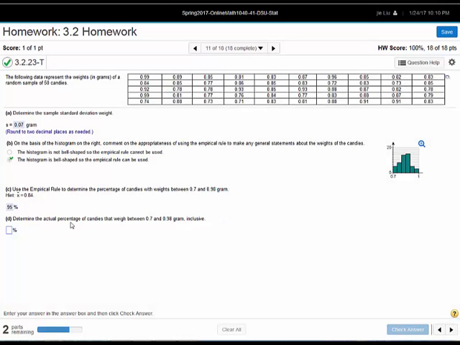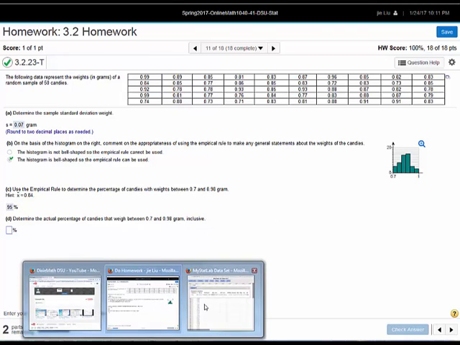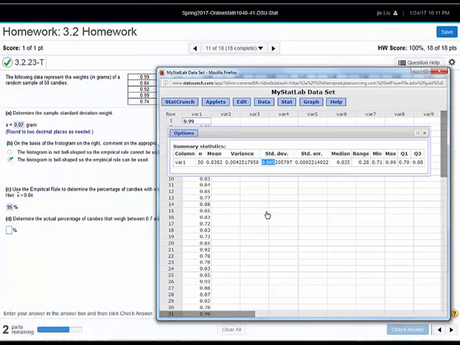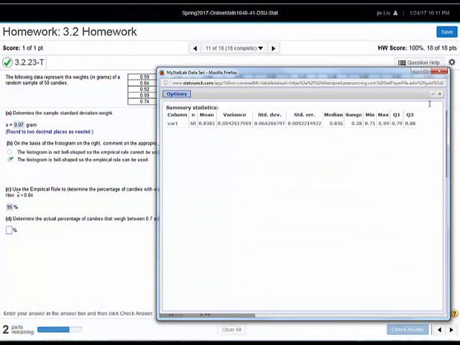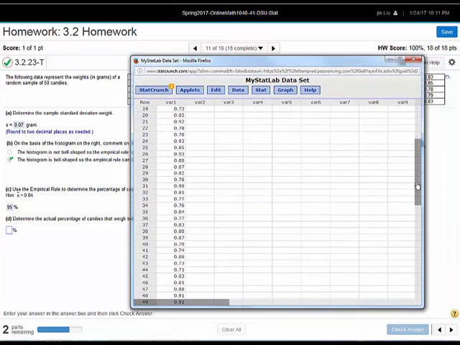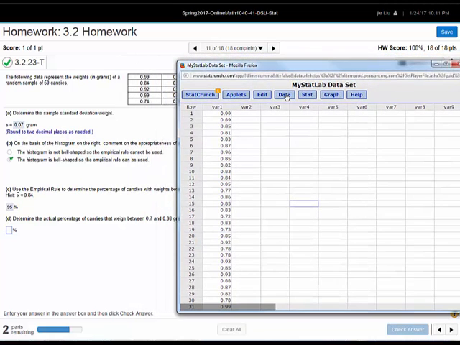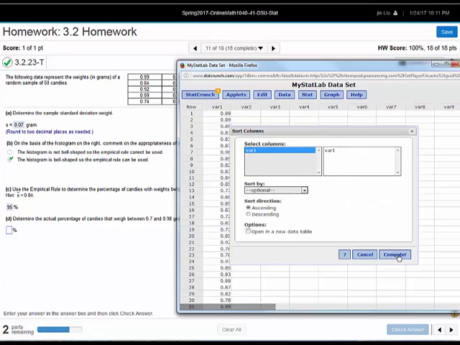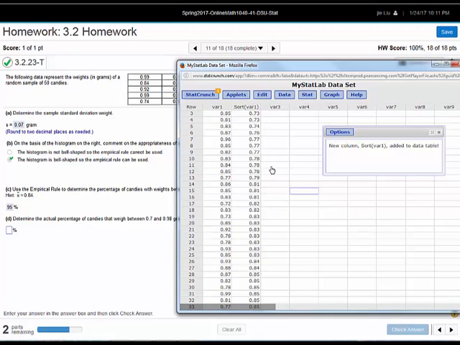Okay, determine the actual percentage of the candies that weigh between 0.7 and 0.98, inclusive. In this question, you need to look at the data and see how many of the numbers are between 0.7 and 0.98. How can I decide how many are between those two numbers? An easier way is, first, under Data, sort it. Sort the variable.